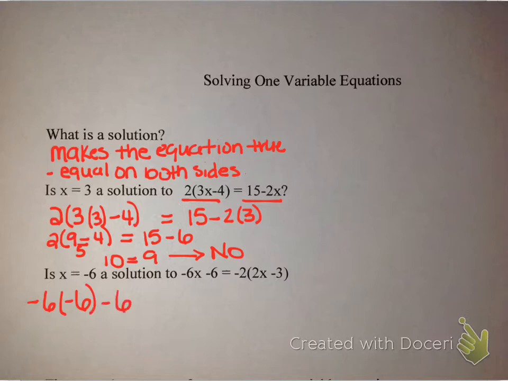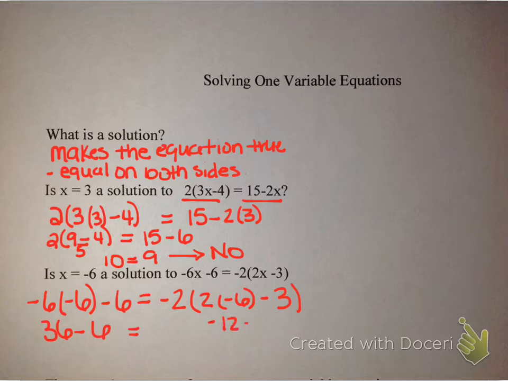We're going to try it again in this equation. x equals -6. Is it a solution to this equation? You can see here that we're substituting this in for x, and we're going to do the same thing that we did above. So we've substituted the -6 everywhere we've seen an x. -6 times -6 is a positive 36 minus 6 equals, and then over here we said 2 times -6 is -12 minus 3.